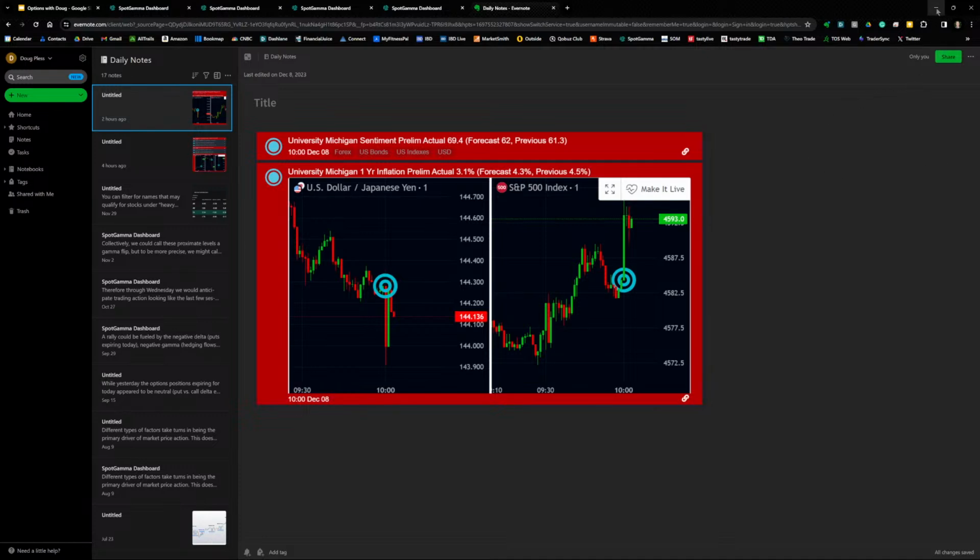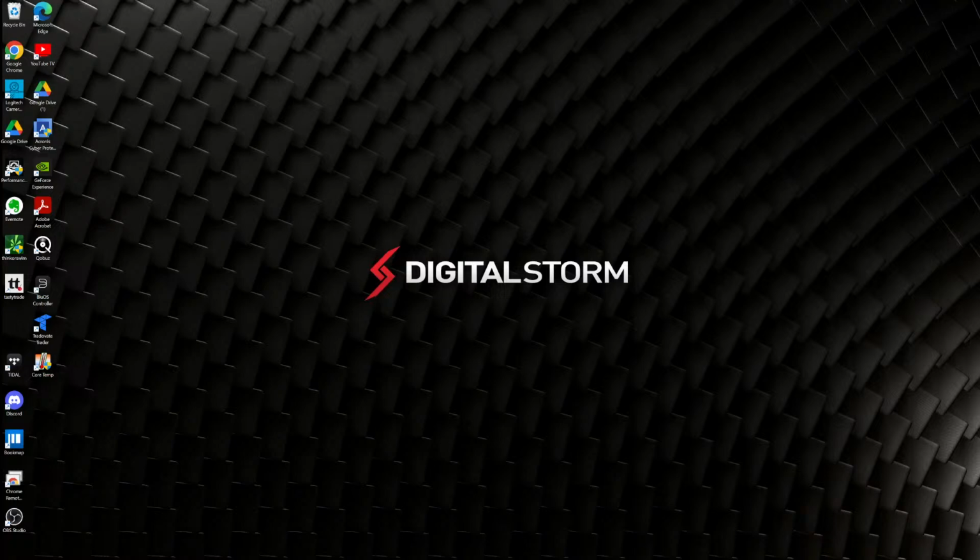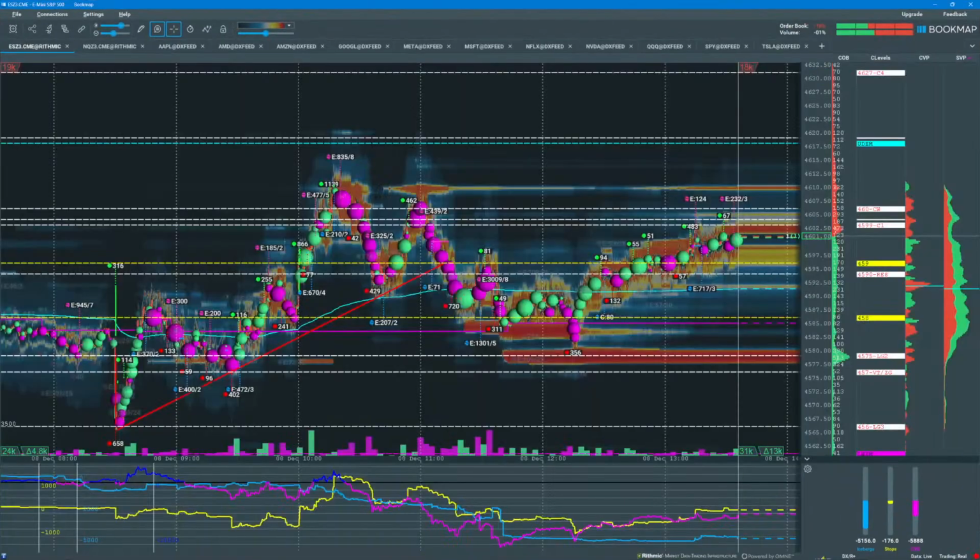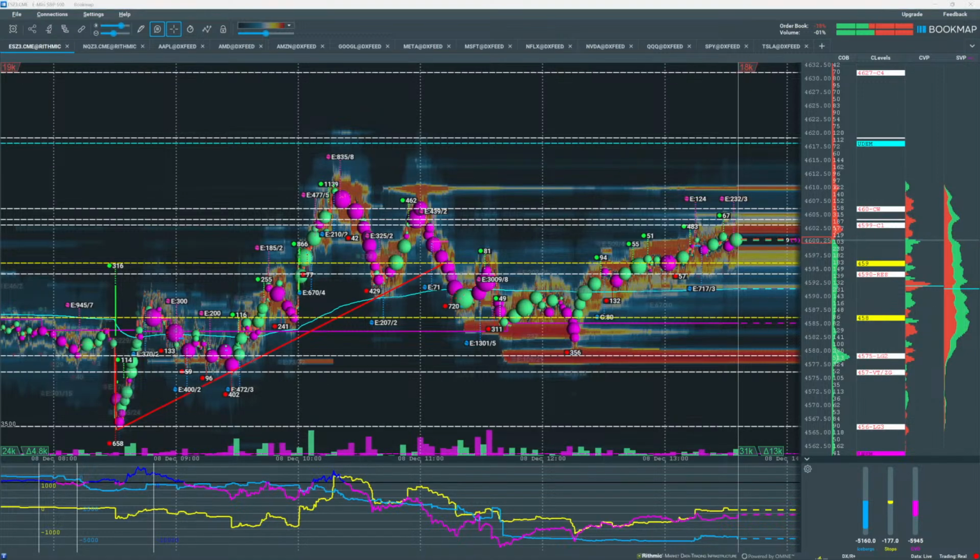All right, let's take a look at the reactions to that data. Let's go to Bookmap. This is the ES futures, S&P 500 futures, in Bookmap.